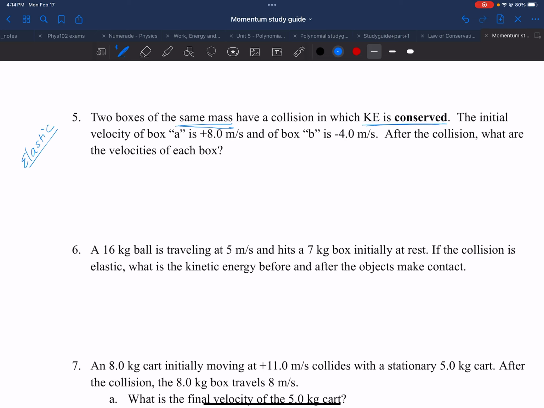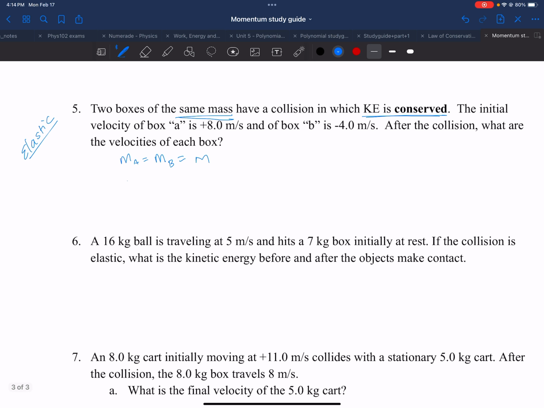So they have the same mass, so we can say mass A is equal to mass B is equal to just M. The initial velocity of box A, so V1A, is 8 meters per second. And box B, V1B, is negative 4 meters per second. After the collision, what are the velocities of each box?